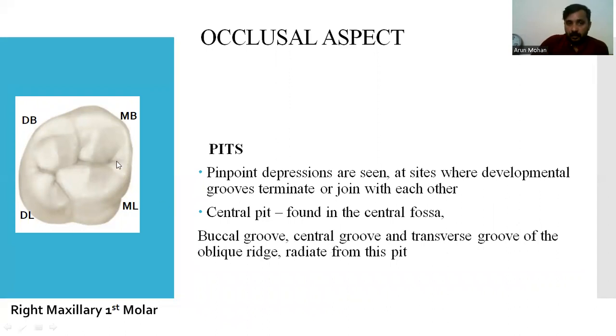Pits: pinpoint depressions seen on the tooth surface. Pits are seen usually at sites where the developmental grooves terminate or join with each other. The central pit is found in the central fossa, where most of the grooves come and terminate. The buccal groove, central groove, and transverse groove of the oblique ridge radiate from this pit. So that's the most important pit. Most of the developmental grooves usually terminate as a pit.